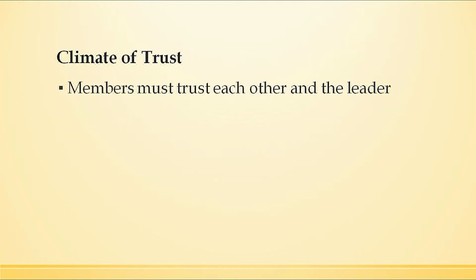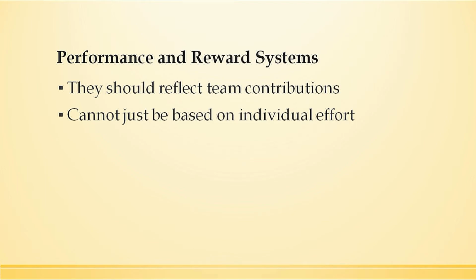Then, climate of trust. Members of an effective team must trust each other. They should also exhibit trust in their leaders. Interpersonal trust among team members facilitates cooperation, reduces the need to monitor each other's behavior, and bonds members around the belief that others on the team won't take advantage of them. Team members are more likely to take risks and expose vulnerabilities when they believe they can trust others on the team.